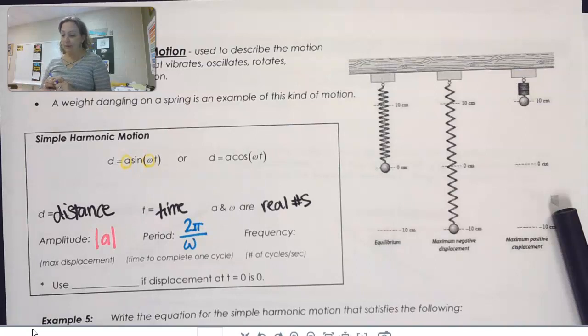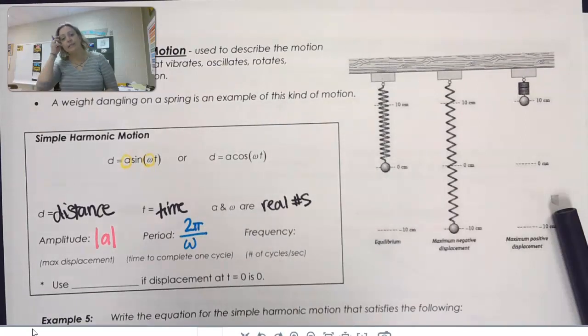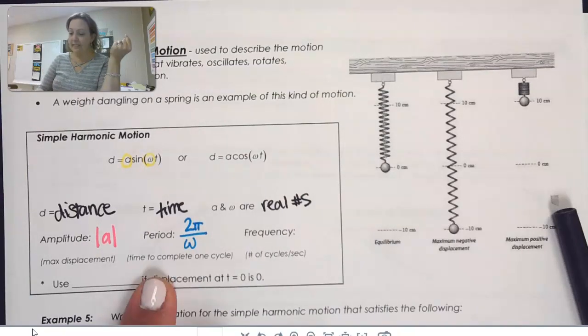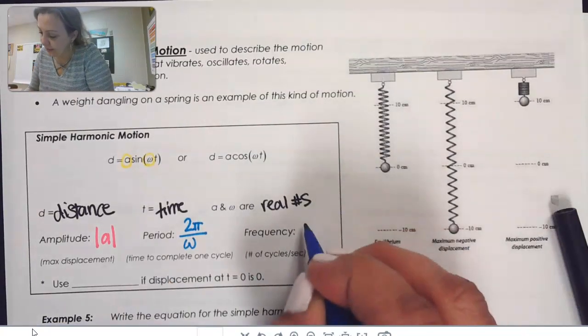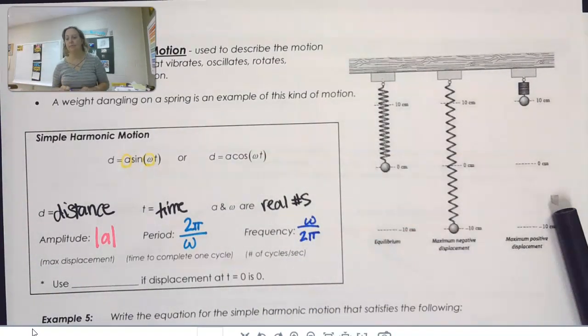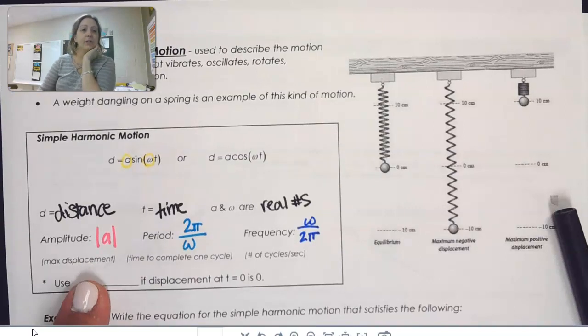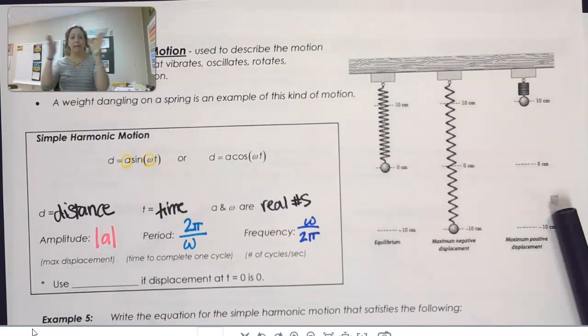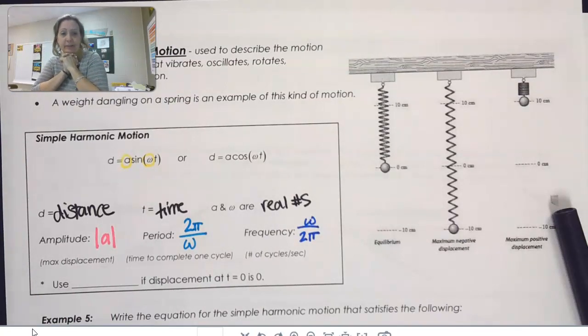Now, the frequency is how many cycles per second it is. If the period is the time it takes to complete one cycle, the frequency is going to be the reciprocal of that. So the frequency is going to be omega over 2 pi. Our amplitude is the maximum displacement, which means the maximum that it moved from where it started. The period is the time to complete one cycle, 2 pi over omega. And the frequency is just the reciprocal of the period.